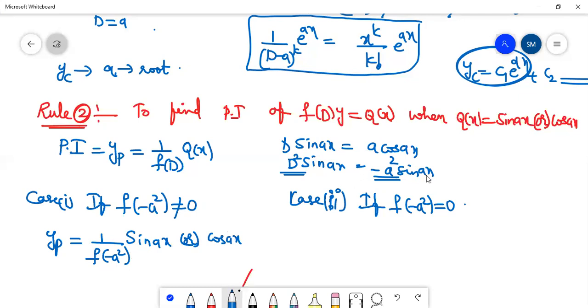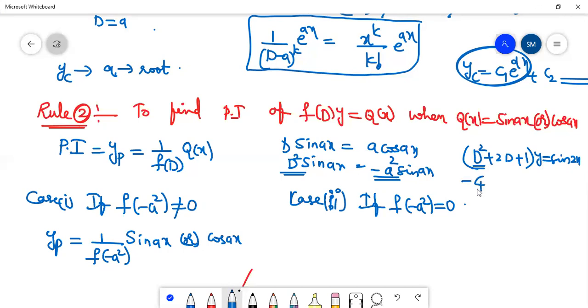One more thing, if D square plus 2D plus 1 into y is equal to, suppose, sine 2x is there. In this case, we can substitute in the place of D square minus a square, that is minus 4.